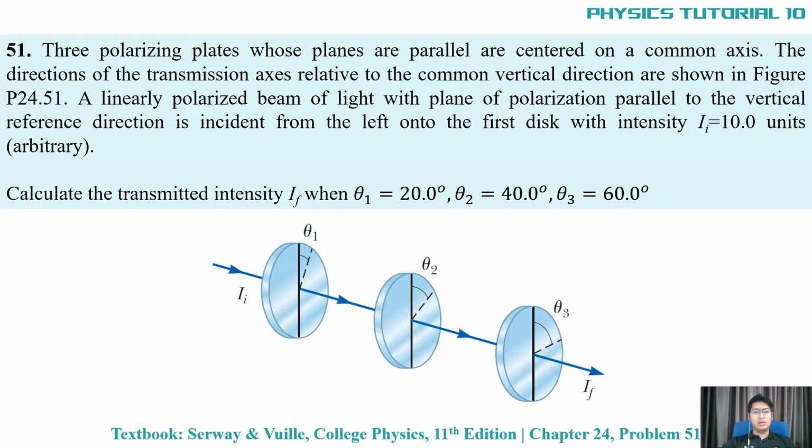So calculate the transmitted intensity, final I, when the first angle is 20 degrees, the second angle is 40 degrees, the third angle is 60 degrees, and these angles are relative to the vertical axis of the respective polarizer.